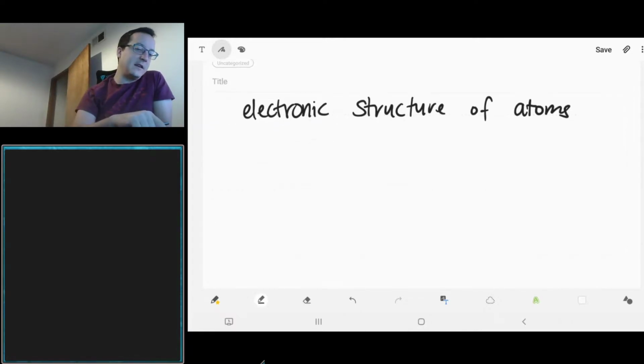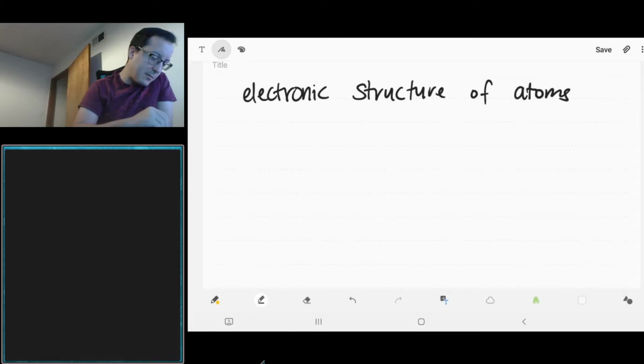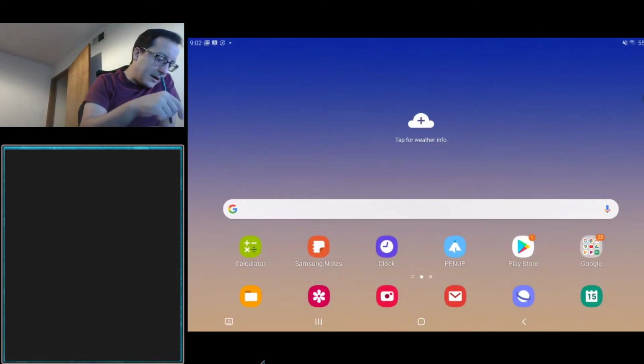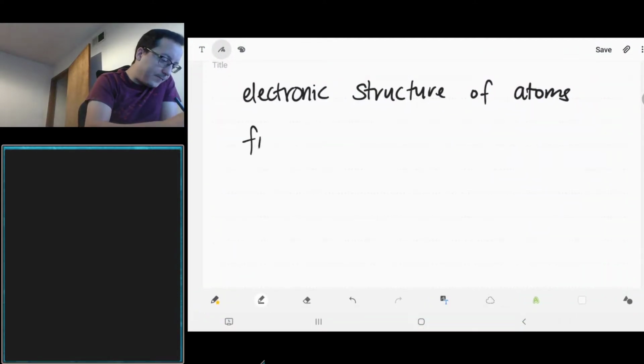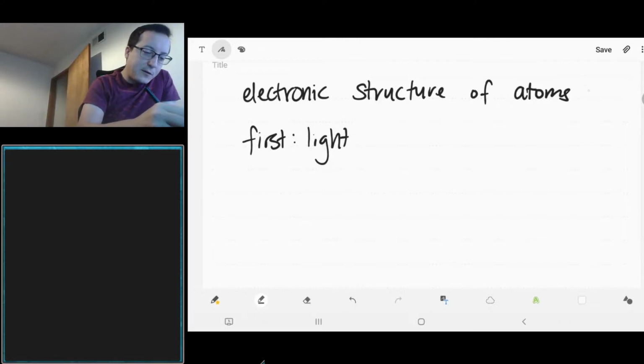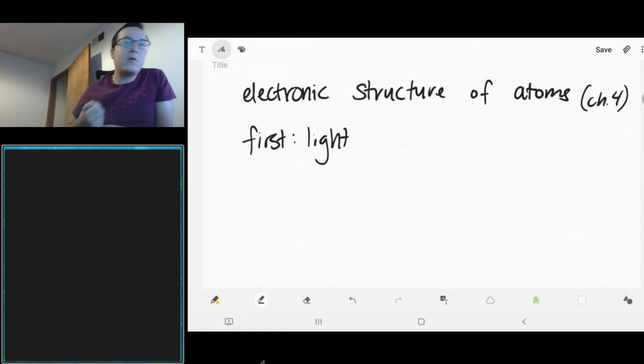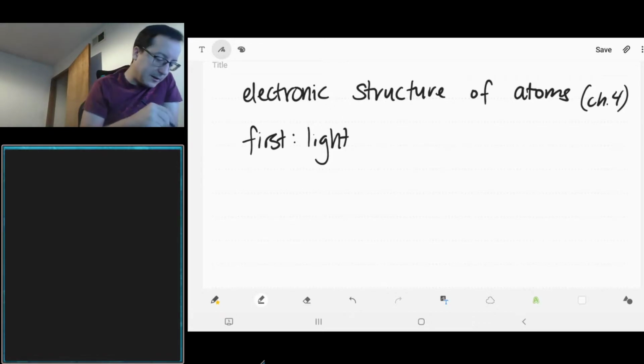But first things first, we want to first talk about light. This is chapter 4, by the way, in the textbook. Or it's going to be, I think, chapter 9 if you're using Tro's textbook. Tro, again, does a little bit of a different order of topics, but it's okay. It'll still have the same information. Okay, so let's talk about light.